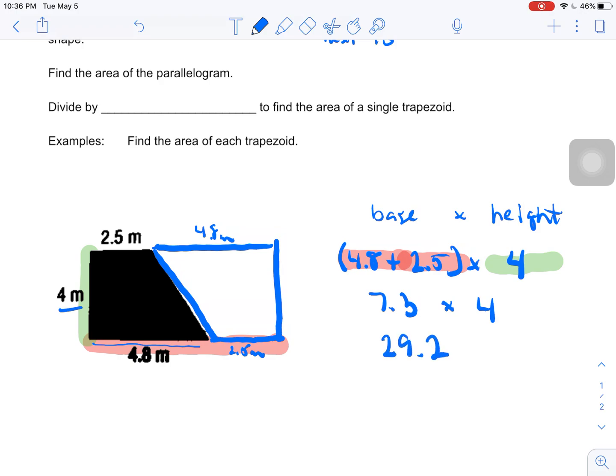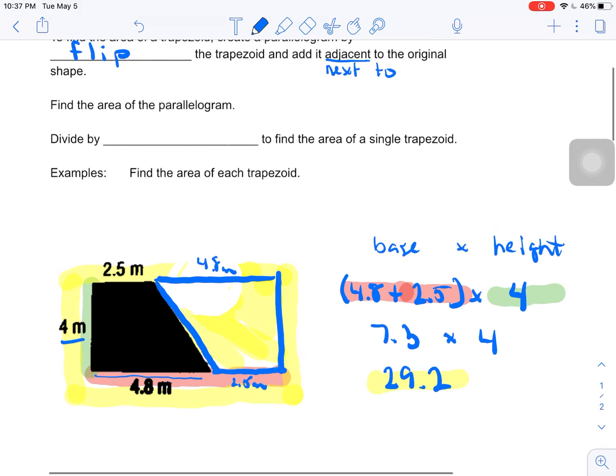That gives us 29.2. Now, the thing we have to remember is that 29.2 is this entire rectangle. So the 29.2 is this whole yellow box all the way around it. It's that entire thing. It's not the single black trapezoid. This is actually two trapezoids put next to each other.